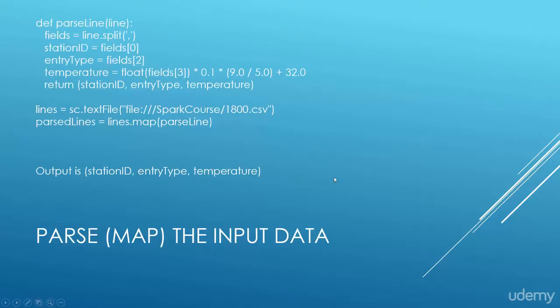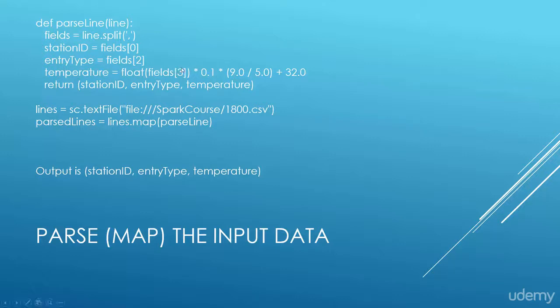First thing we need to do is load that data up into an RDD. So we'll call text file on our Spark context and load every line of that input into a lines RDD. And we'll take that RDD that we called lines and apply our parseLine mapper function to it to create a parseLines RDD. So what that's going to do is split out our fields by commas, and then we'll extract the station ID text field, the entry type, which is going to be Tmin, Tmax, or precip, and we will then convert the temperature to degrees Fahrenheit because I'm a Fahrenheit kind of guy. I live in the United States.